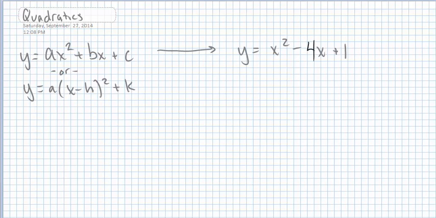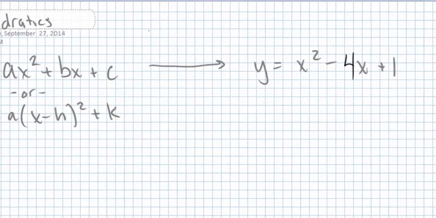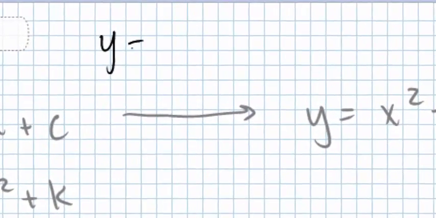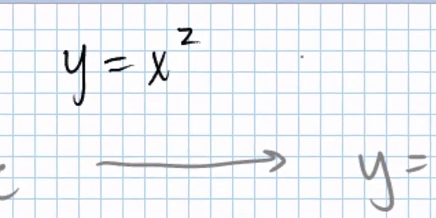Okay, in this video we are going to look at some special types of functions. We're going to graph them, and we're also going to discuss domain and range for each of them. So we're going to start out with quadratics. The most basic quadratic, its parent function, would be y equals x squared.